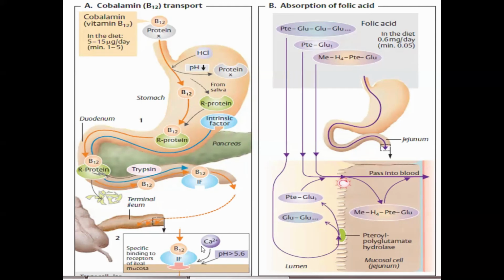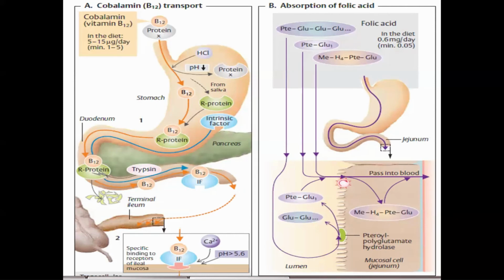So if there is some gastrectomy, where the stomach is removed, or if there is Helicobacter pylori infection, or if we are consuming a high amount of NSAIDs, then the gastric gland will be destroyed. If the gastric gland is destroyed, intrinsic factor will not be secreted. If intrinsic factor is not secreted, then vitamin B12 is not absorbed. If vitamin B12 is not absorbed, then the body stores of folic acid will be depleted.